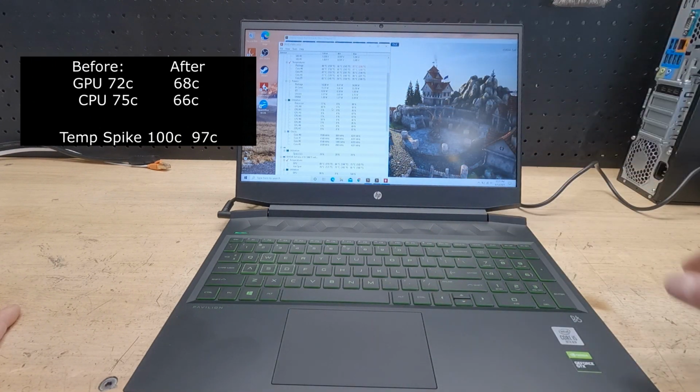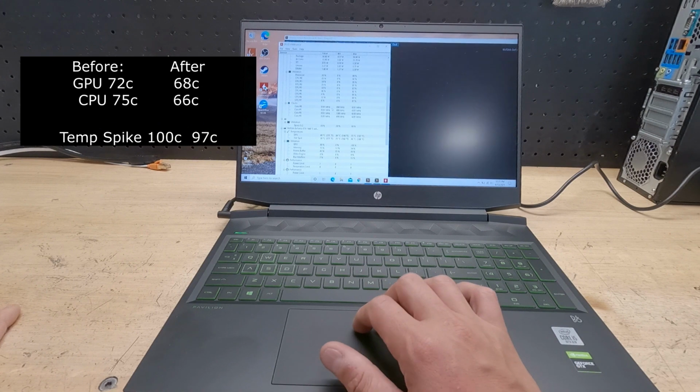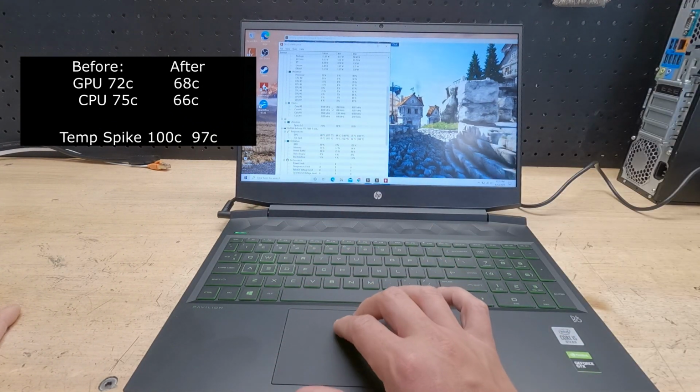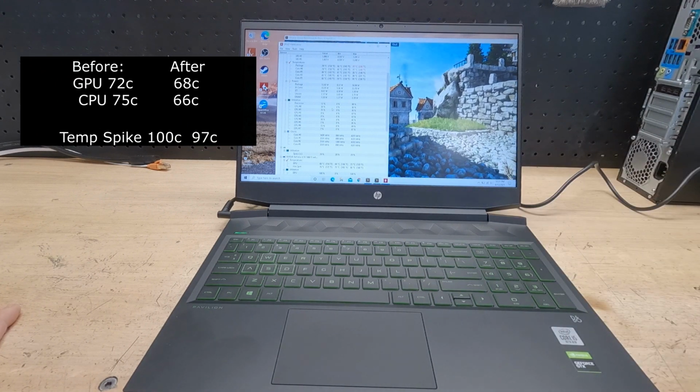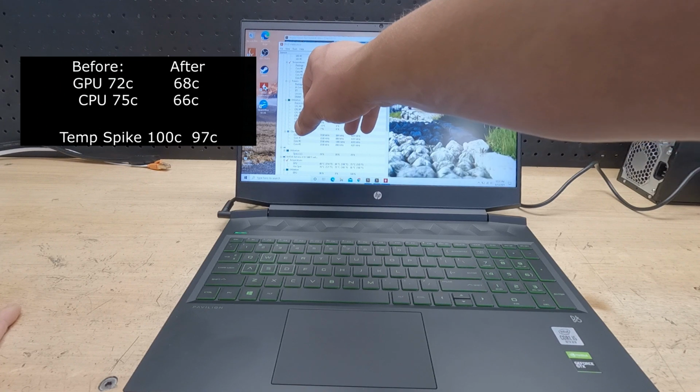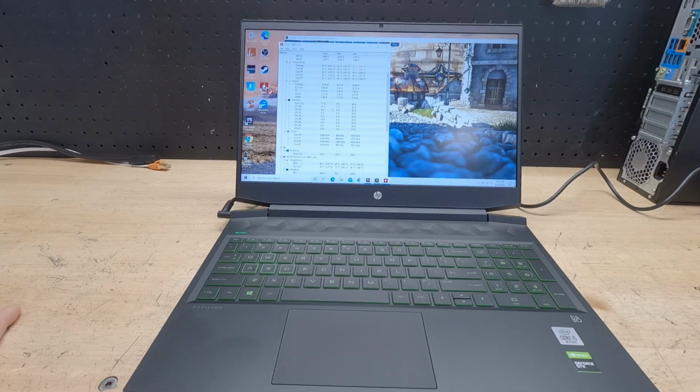And these type of tests really put a stress on it. My GPU was sitting in the 70s and we're looking at about 68. So like I said, 2 to 4 degrees difference. I believe, if I'm not mistaken, this was hovering more in the mid 70s. I'm in the mid 60s. So that worked out pretty good.